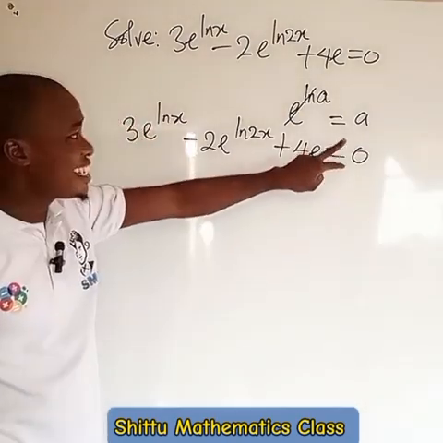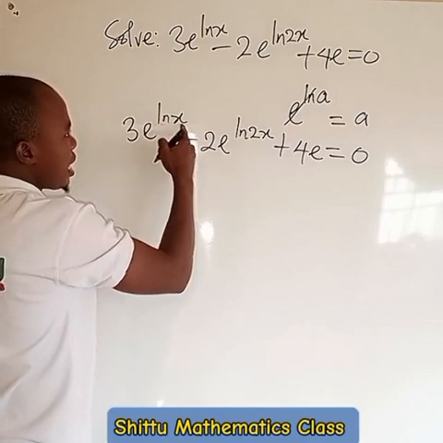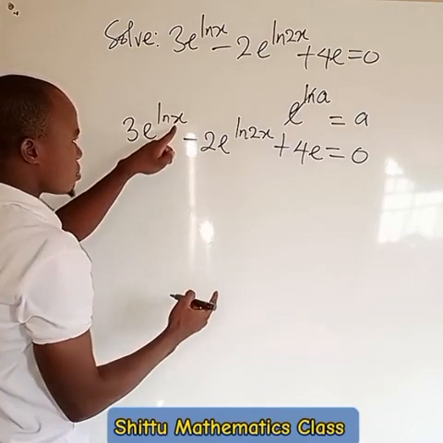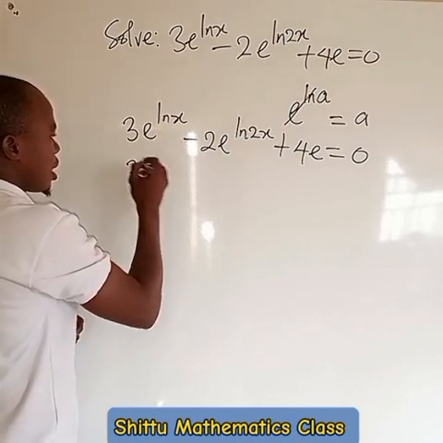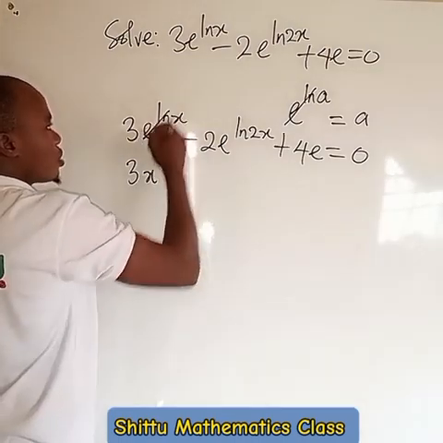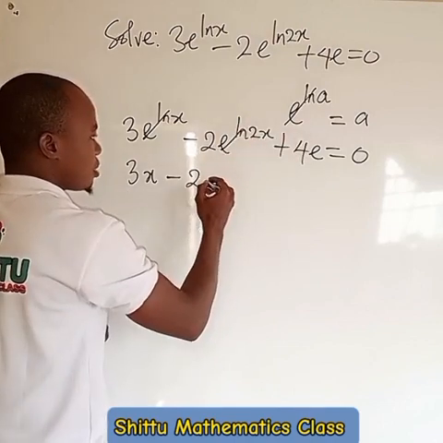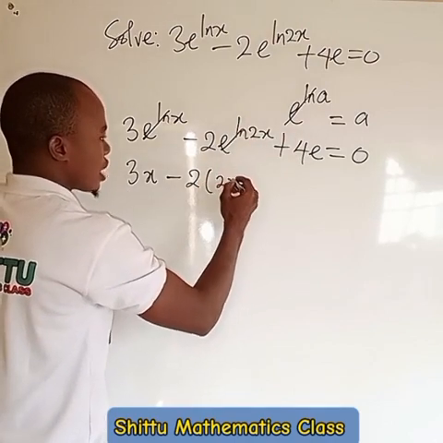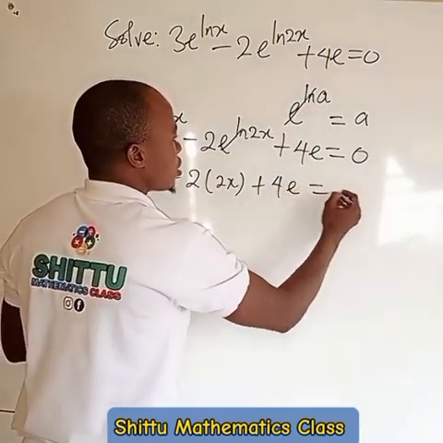So now applying this here, we're going to see that this e to power ln x, we are going to be having x. This means this x will come down. We have 3x, this will go minus 2, this will go, according to what I have here, multiplied by 2x. That is, the 2x will come down, then plus 4e equals 0.